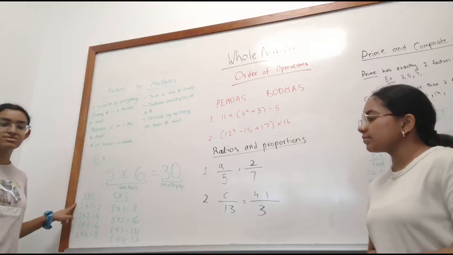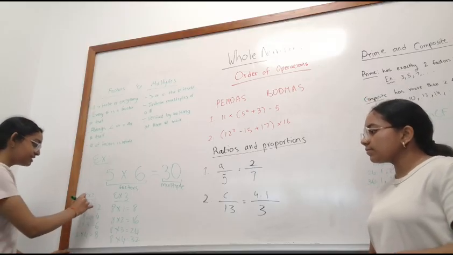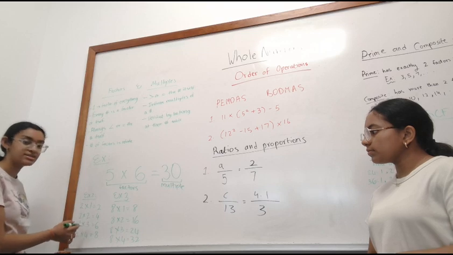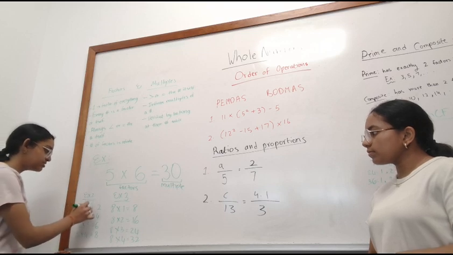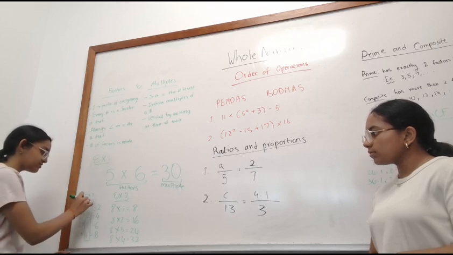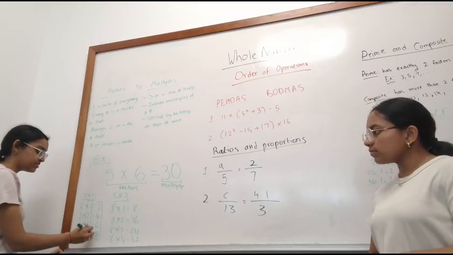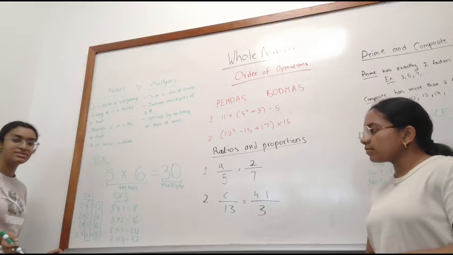In the table of 2, the factors of 2 will be anything that we multiply 2 by. So 2 times 1, 2 times 2, 2 times 3, 2 times 4. Over here, 1, 2, 3, and 4 are all factors of 2, right? And then 2, 4, 6, and 8, which are all the results from it, are all multiples.